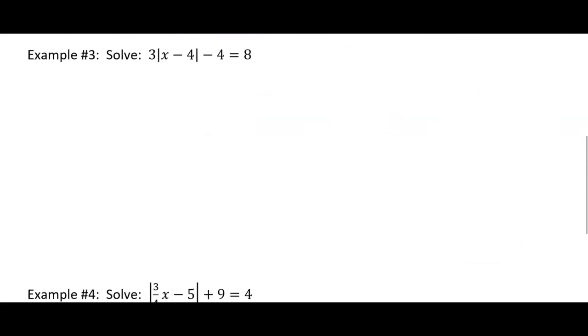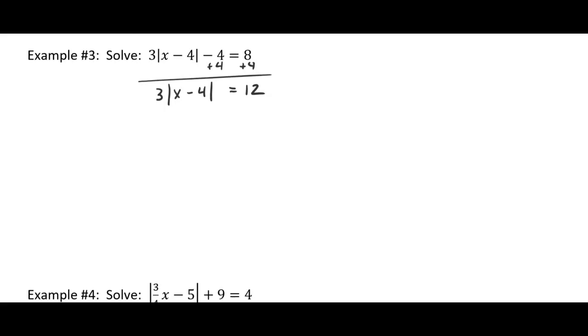Okay, so here's another example, example 3. In step 1, isolate the absolute value. So I'm going to add 4. I feel like we're doing a lot of review, so I'm writing these steps out. At some point, I'll probably drop that.